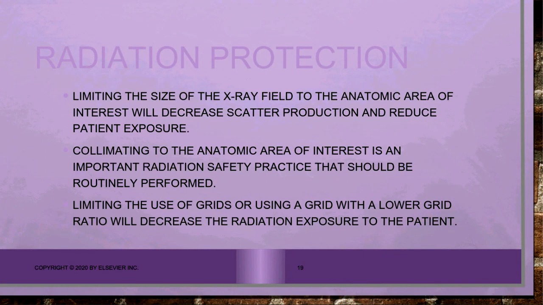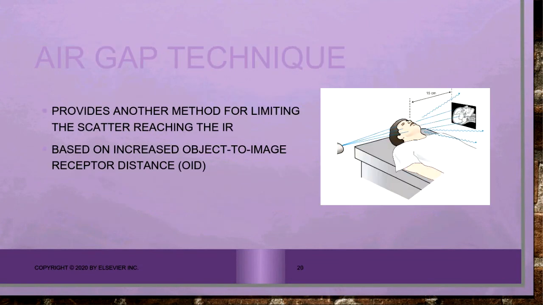When you collimate to the area of interest, it's an important radiation safety practice. It helps adhere to the ALARA principle, and that should be something that we routinely do. You should always collimate only to the area of interest or just beyond. And if you limit the use of a grid or you use a grid with a lower grid ratio, that will actually decrease the amount of dose that you are giving to your patient, which is also a good thing. So you always want to use the lowest grid ratio that will provide you the contrast improvement without over-radiating your patient. The air gap technique is another way to limit scatter reaching the IR.